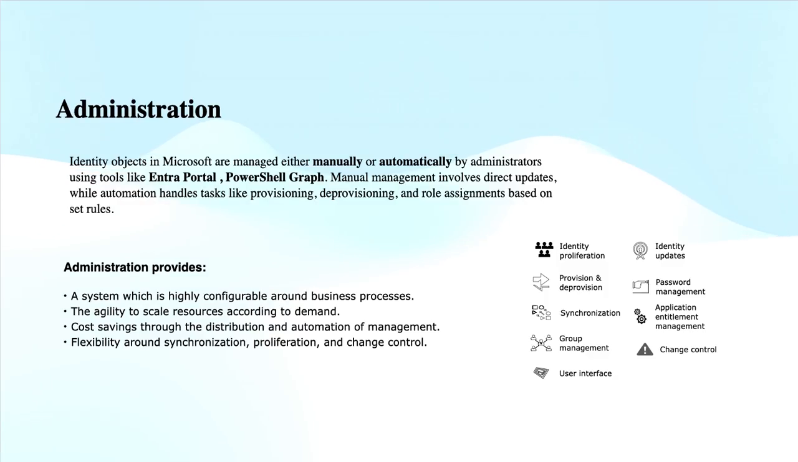The administration provides the highly configurable systems, agility for scaling, cost saving, flexibility around the synchronization and the change control. In a nutshell, the identity management over the life cycle is a blend of manual oversight and the automated processes that ensures the security, flexibility, and efficiency at scale.